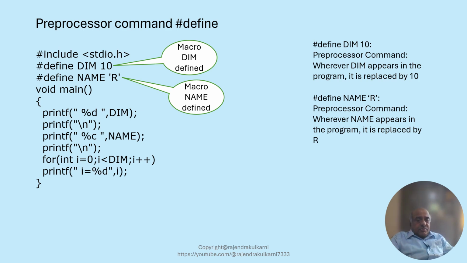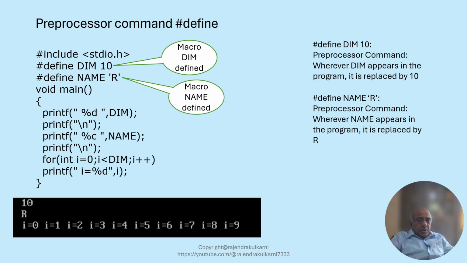So this loop effectively works till i is less than 10, and when i is less than 10 turns out to be false, the loop will terminate.